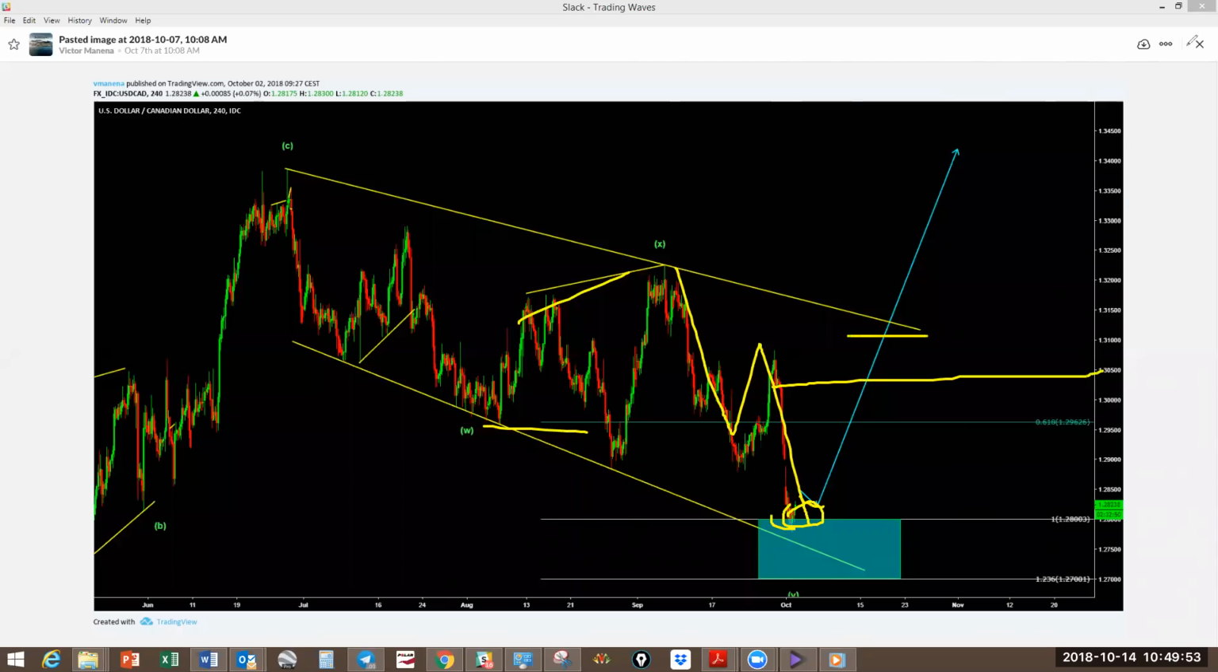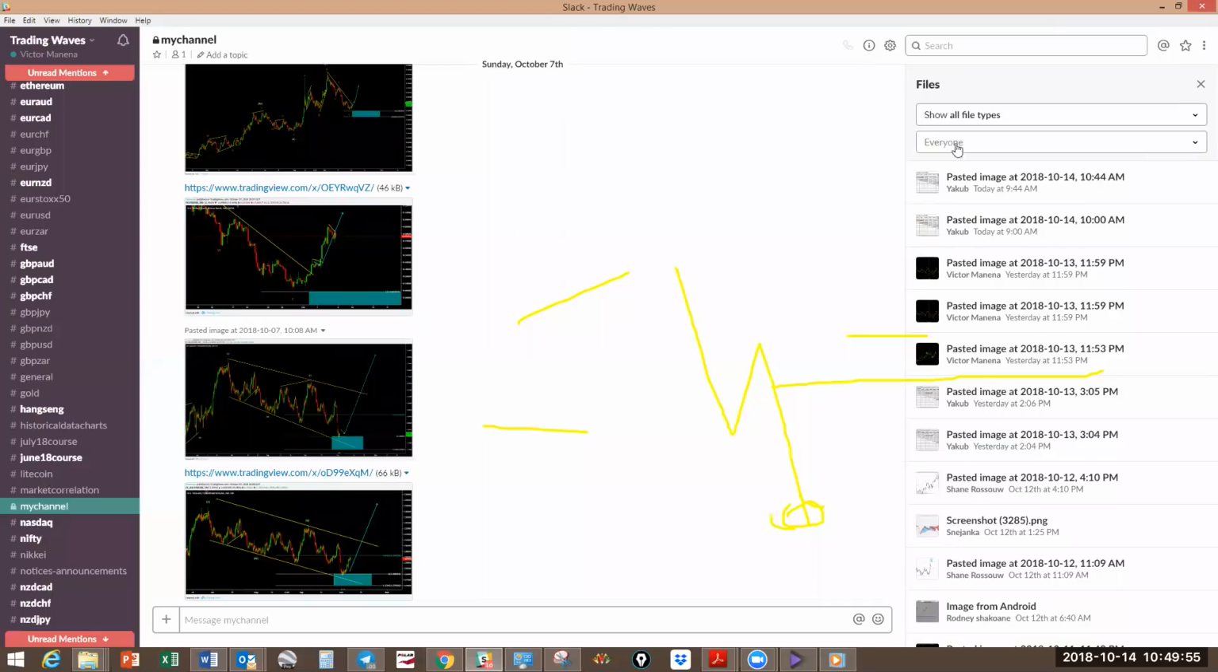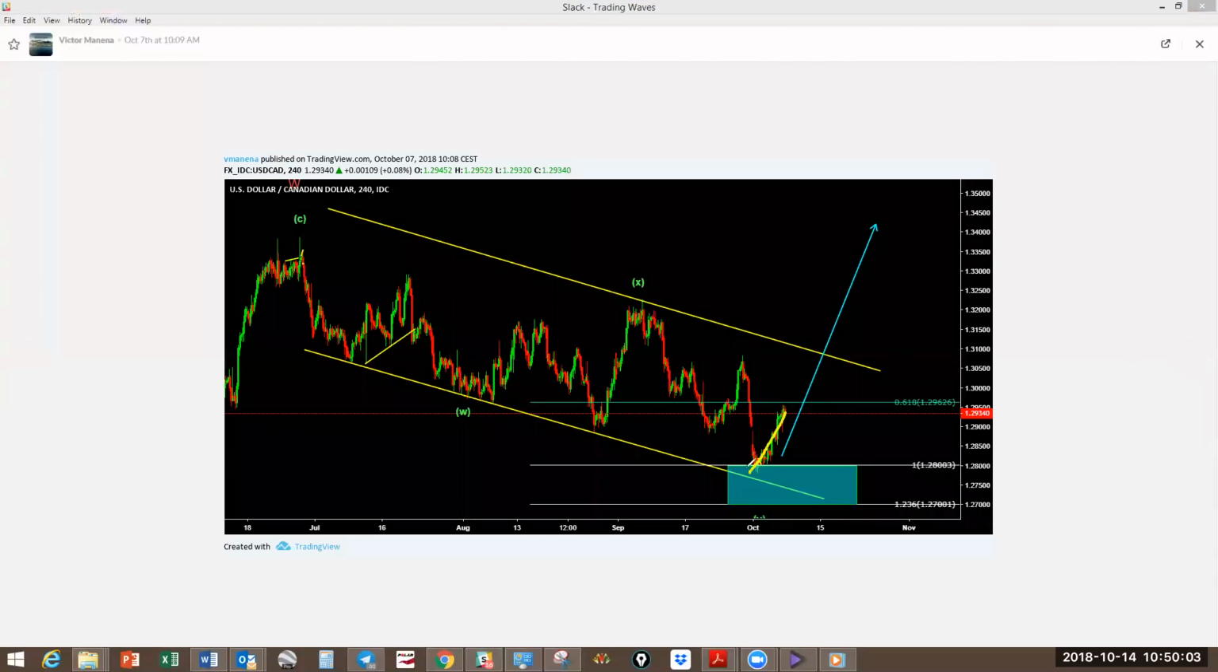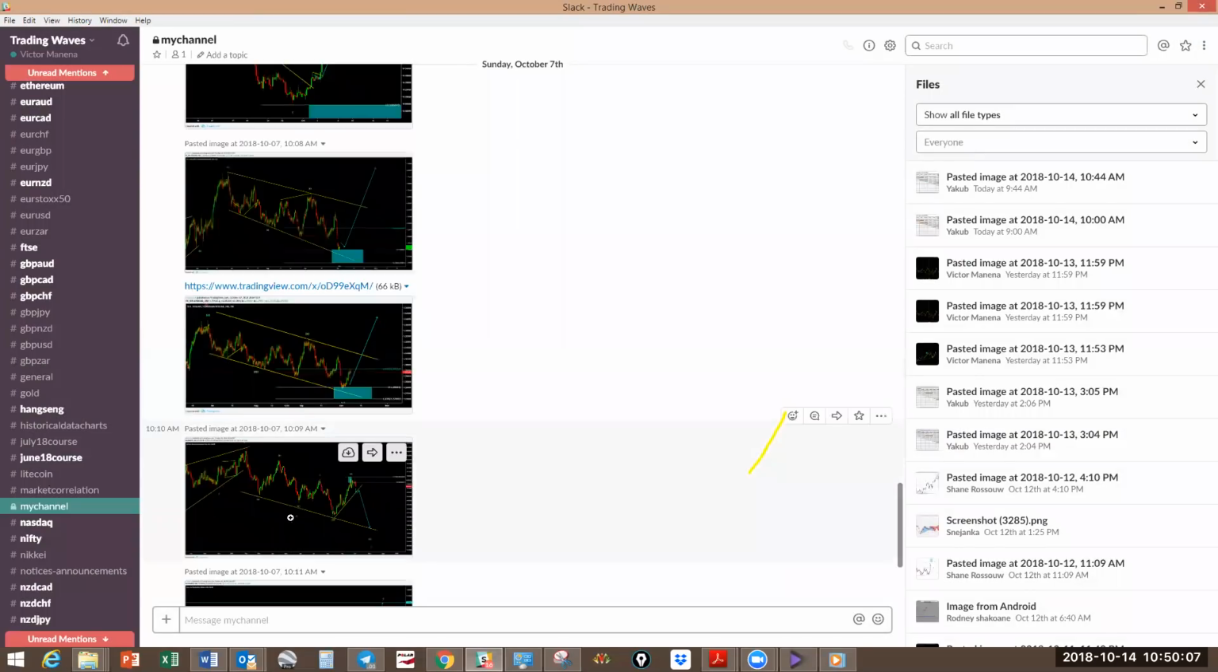We're going to update. Okay, and you'll see also there's another entry on that pair that we took last week as well. This was US dollar CAD playing out, you see, right in the blue box. How did we know that it was going to reverse in the blue box? The blue box is amazing. Right, so that was the blue box.